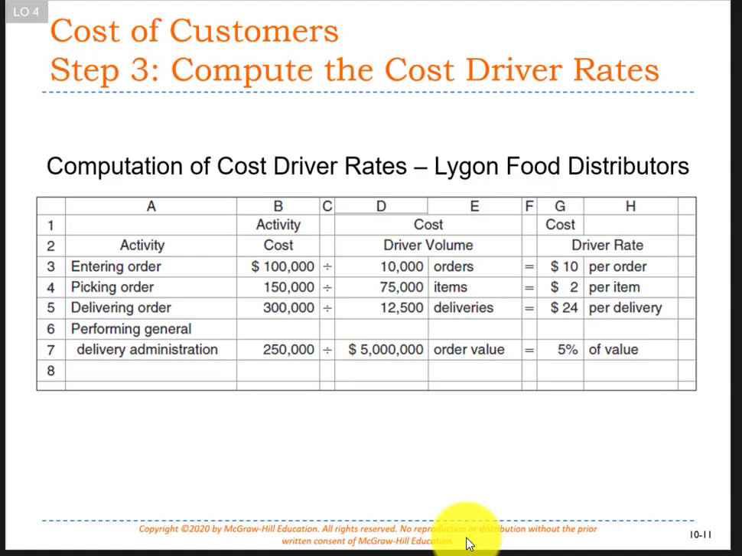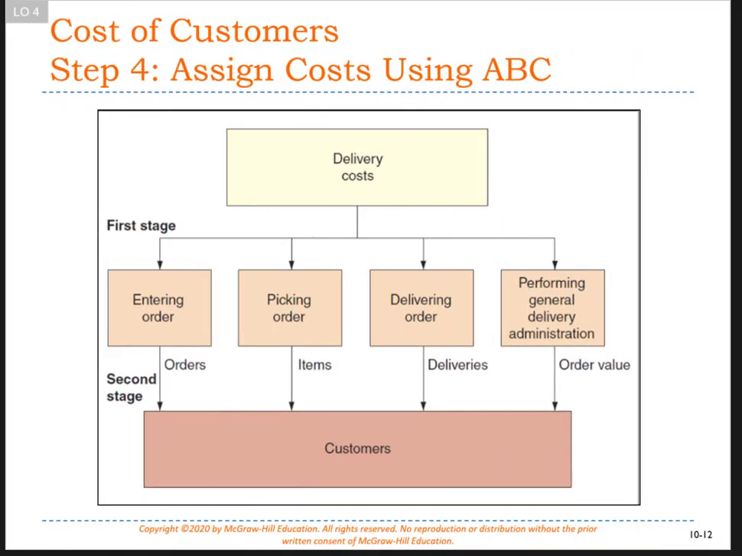We're now going to look at each individual customer in terms of their orders, their items, and their deliveries, to see what the cost would be for those customers. So here's our graphic of how this flows.